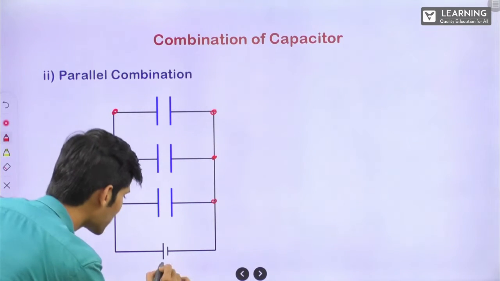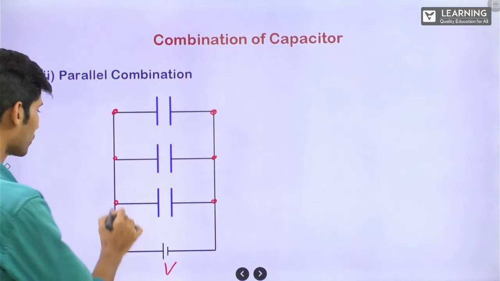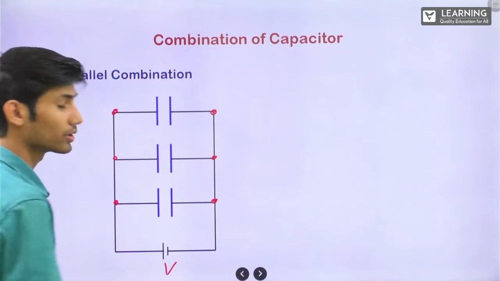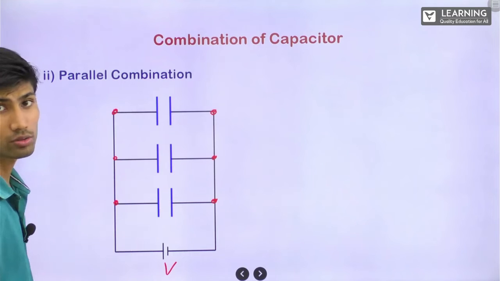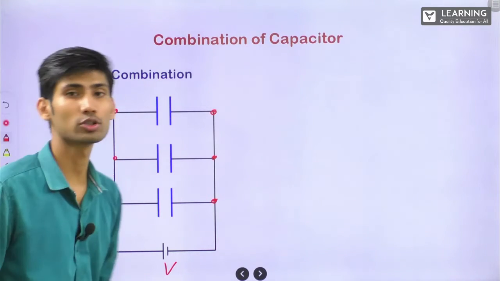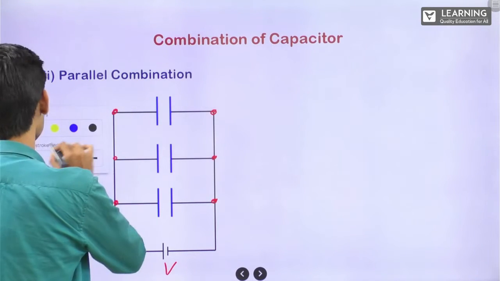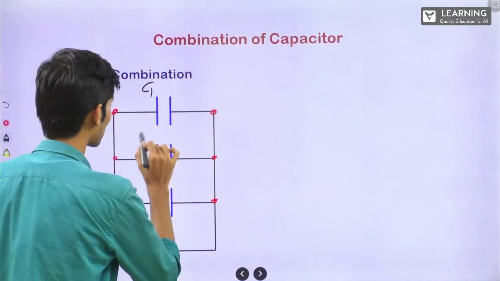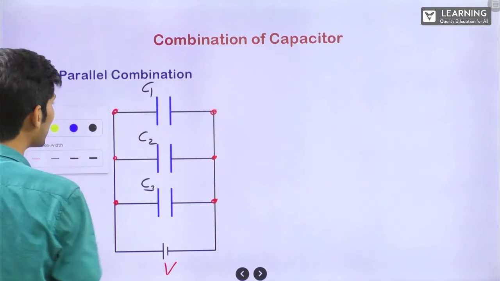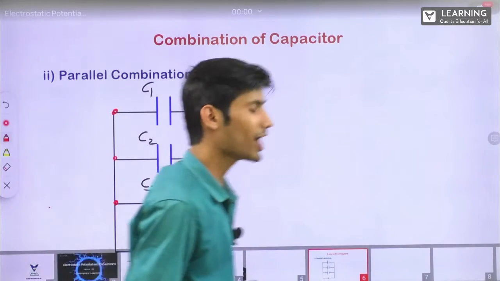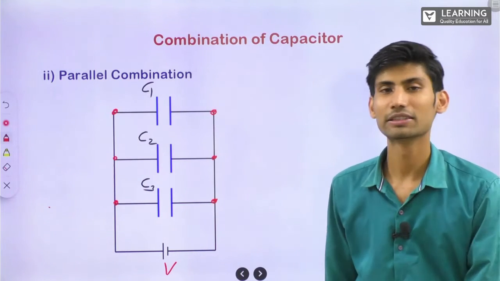This battery, suppose it is providing V. So the potential difference across these two terminals will be V, and the potential difference across these two terminals will be V. Let's say the capacitances are C1, C2 and C3. Now here the voltage is the same, but the charge will be different.